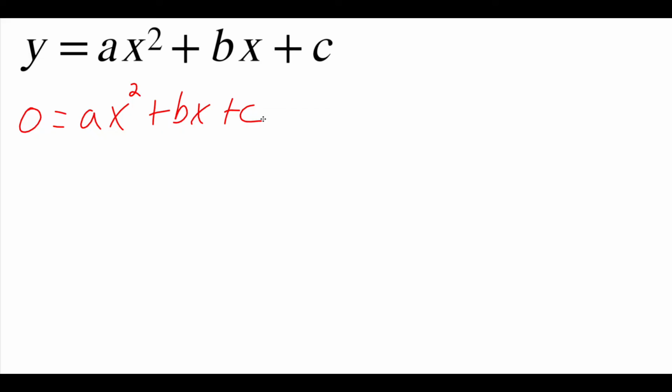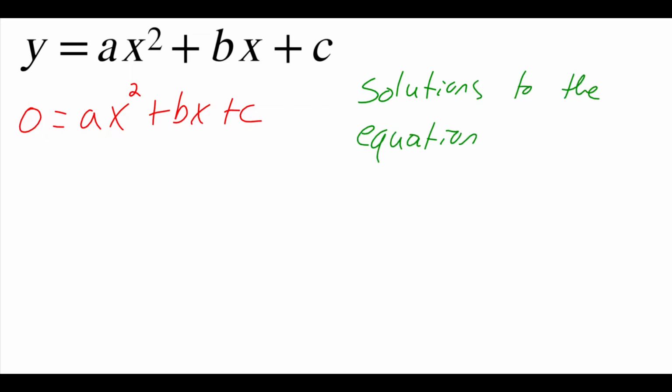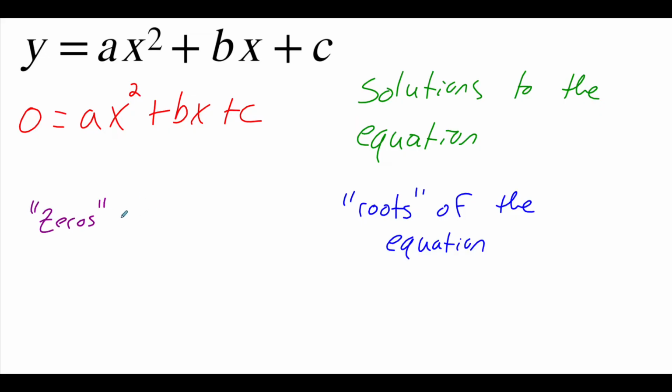And we're going to go through and solve this equation to figure out what x values would make this equation equal 0. Now these solutions sometimes have different names. Sometimes we just call them the solutions to the equation. Sometimes you might also hear these solutions referred to as the roots of the equation. If you're dealing with functions, then you might hear these solutions called the zeros of the function.